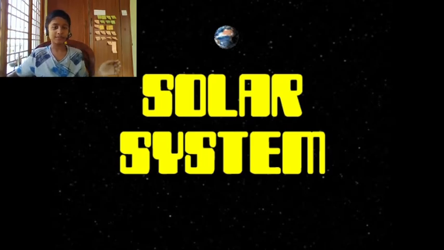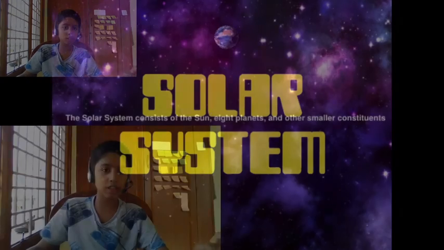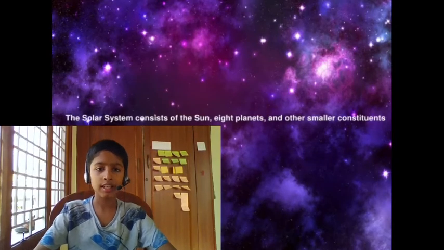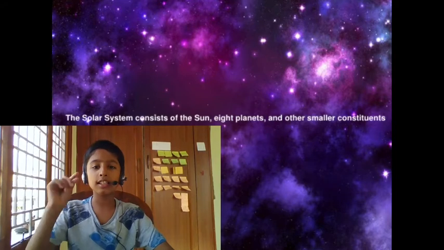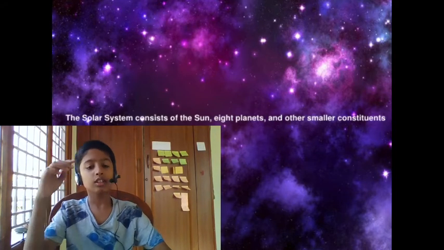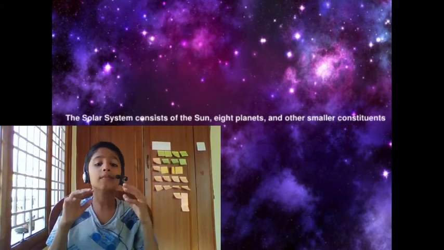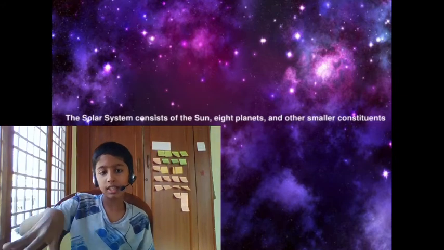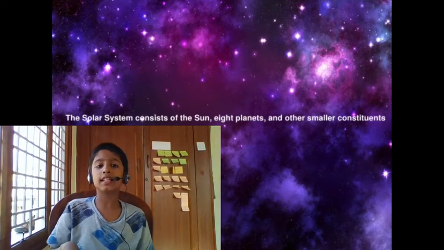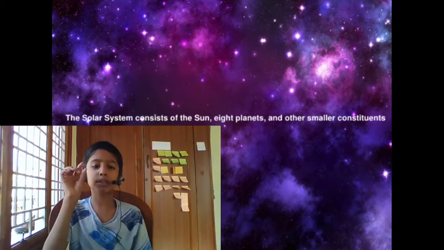So let us start. Do you know what a solar system consists of? A solar system consists of the sun, 8 planets and other smaller constituents. A solar system is a system that consists of the sun at the center and 8 planets revolving around the sun, and the smaller constituents.